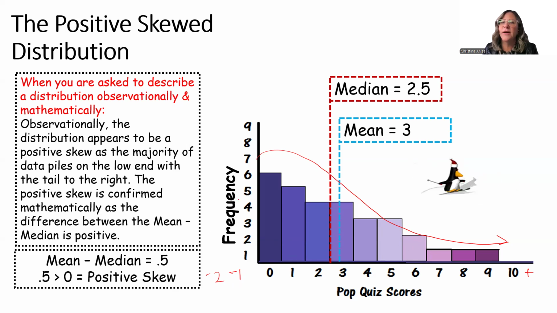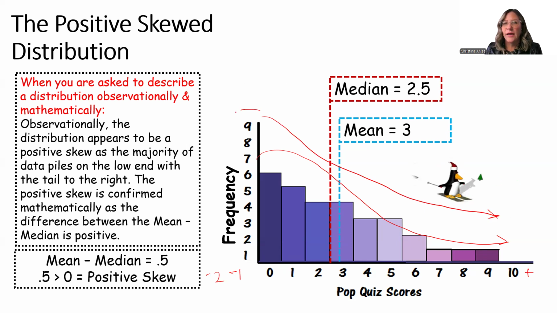The majority of the data is on that left-hand side. I always put this little skier guy in there because I say, if you were skiing, would you want to ski towards the positive numbers? See how he's facing that way? Or would you want to be up here and fall off the cliff to the negative side?